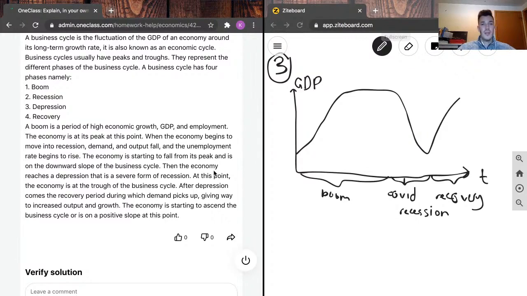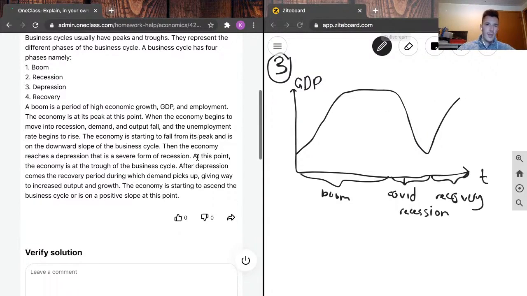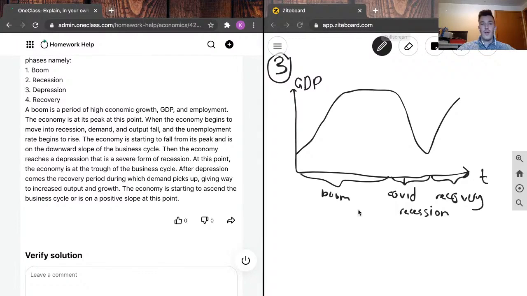After depression comes the recovery period, during which demand picks up, giving way to increased output and growth. That's here, the recovery. Economy starting to ascend. The business cycle is on a positive slope at this point.